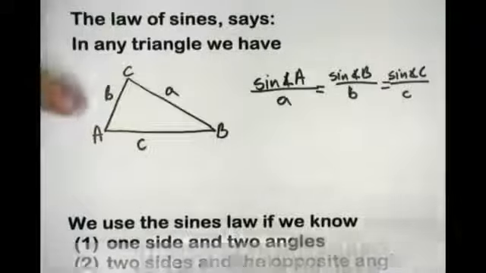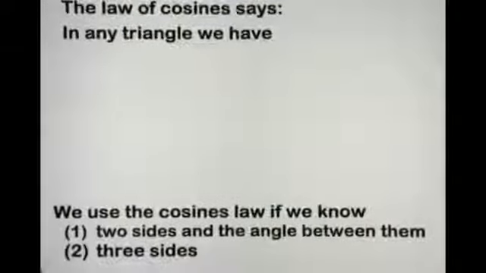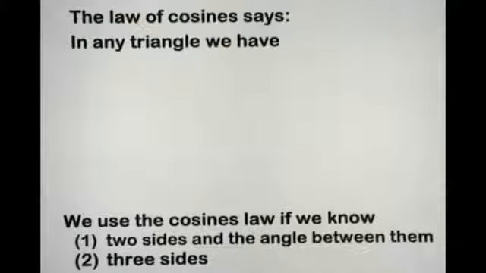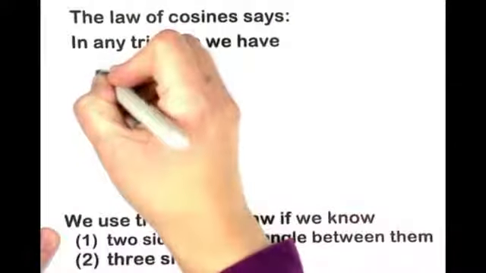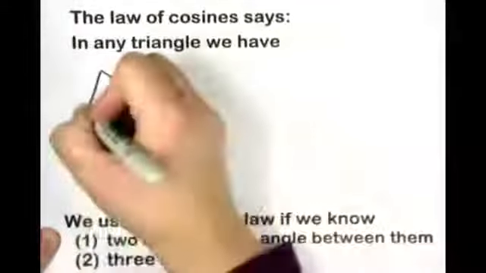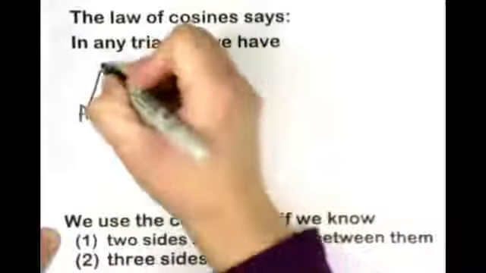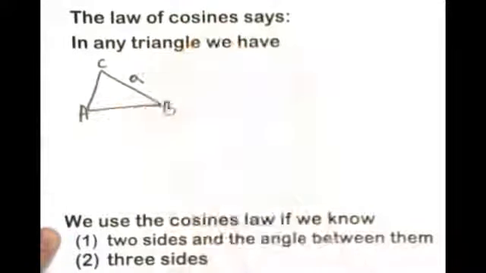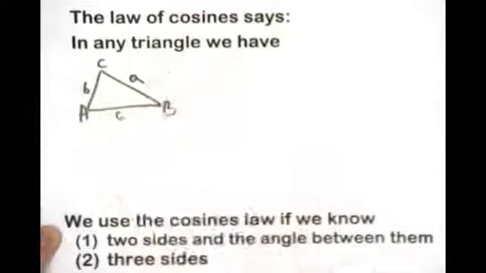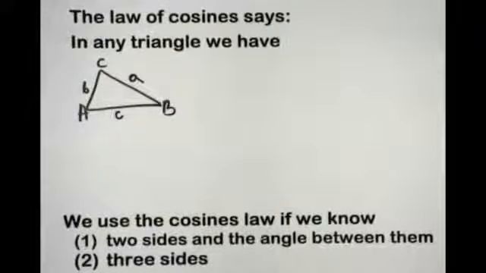And now we have the law of cosines. The law of cosines says, in any triangle, we can draw the same triangle, any triangle, with angles A, B, and C, and opposite angle A is side A, opposite angle B is side B, opposite angle C is side C.